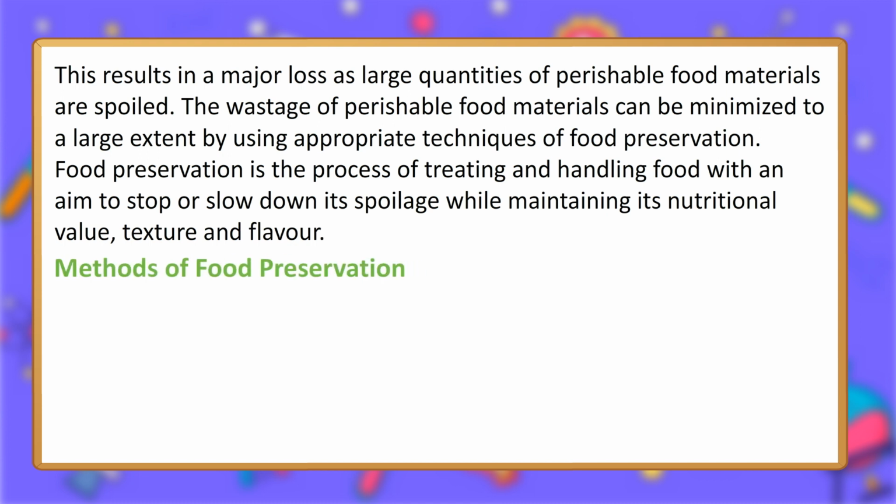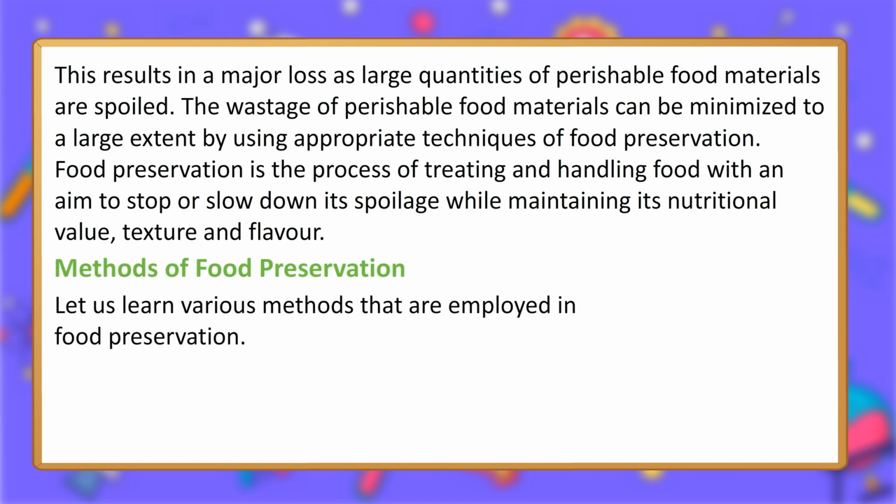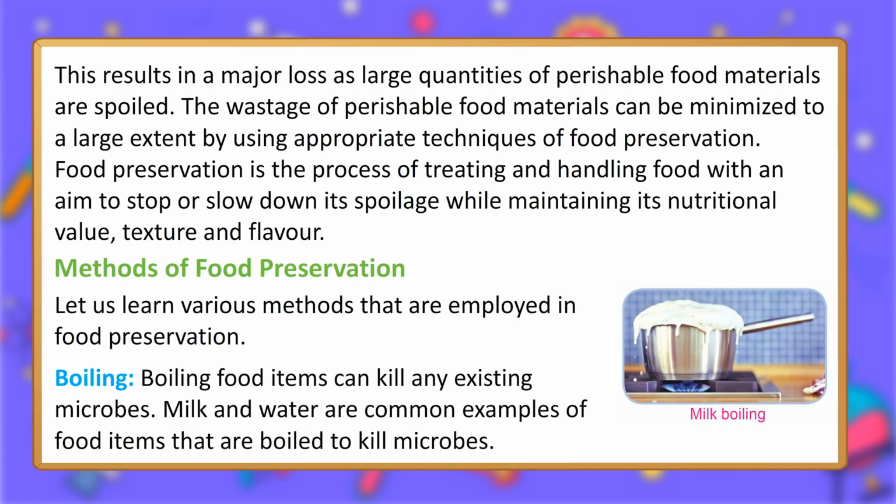Methods of food preservation. Let us learn various methods that are employed in food preservation. Boiling. Boiling food items can kill any existing microbes. Milk and water are common examples of food items that are boiled to kill microbes.